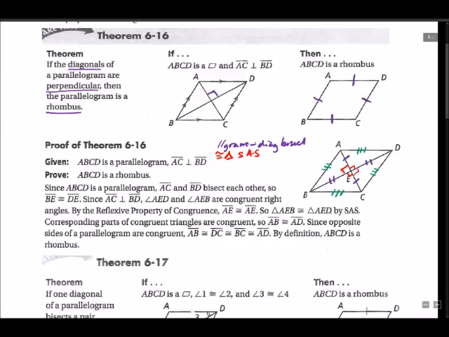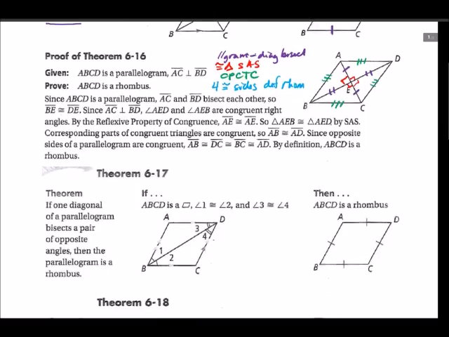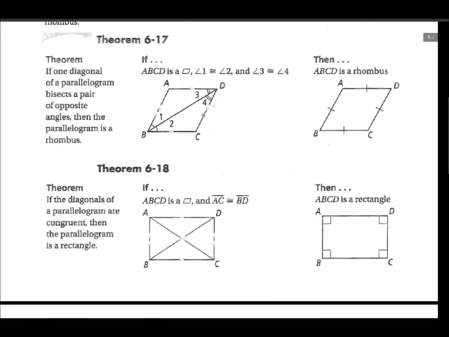Everybody's congruent, so we use CPCTC to make our sides congruent, and by definition, we have 4 congruent sides. Parallelogram with 4 congruent sides. That's just definition of a rhombus. So there's our proof of this. Pretty easy proof. Nice little proof there. Let's look at our next theorem.